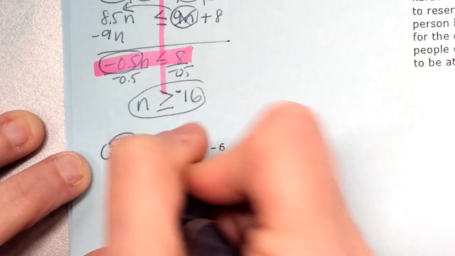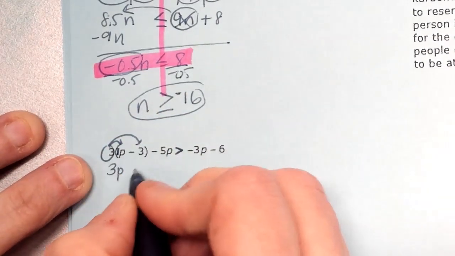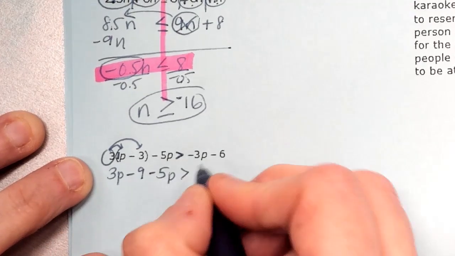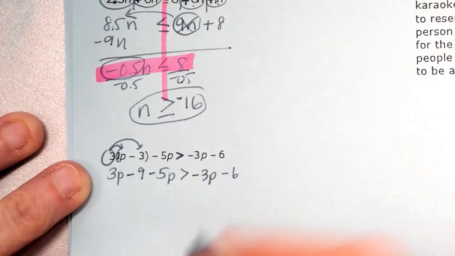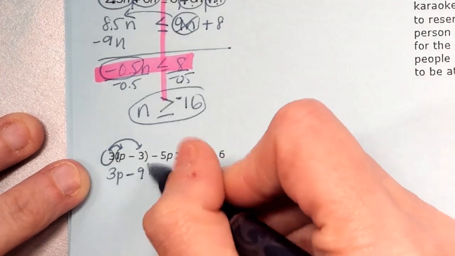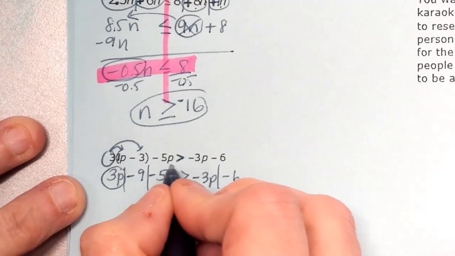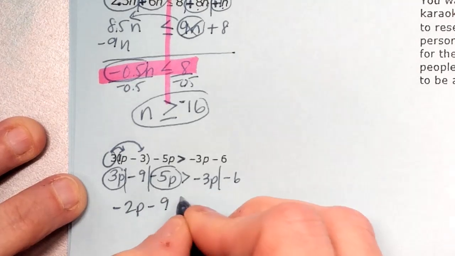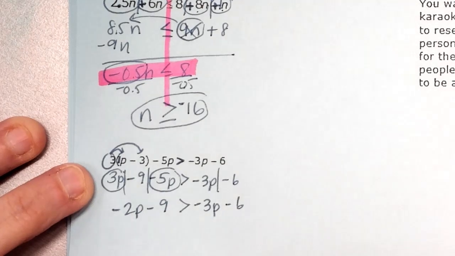Now I'm going to distribute. Remember, I stop when I hit the closing parentheses. 3 times 1p is 3p. 3 times negative 3 is minus 9. Minus 5p is greater than negative 3p minus 6. Okay, now I look for like terms that I can combine. On this side, I see I've got 3p minus 5p. That's negative 2p minus 9. It's greater than negative 3p minus 6.